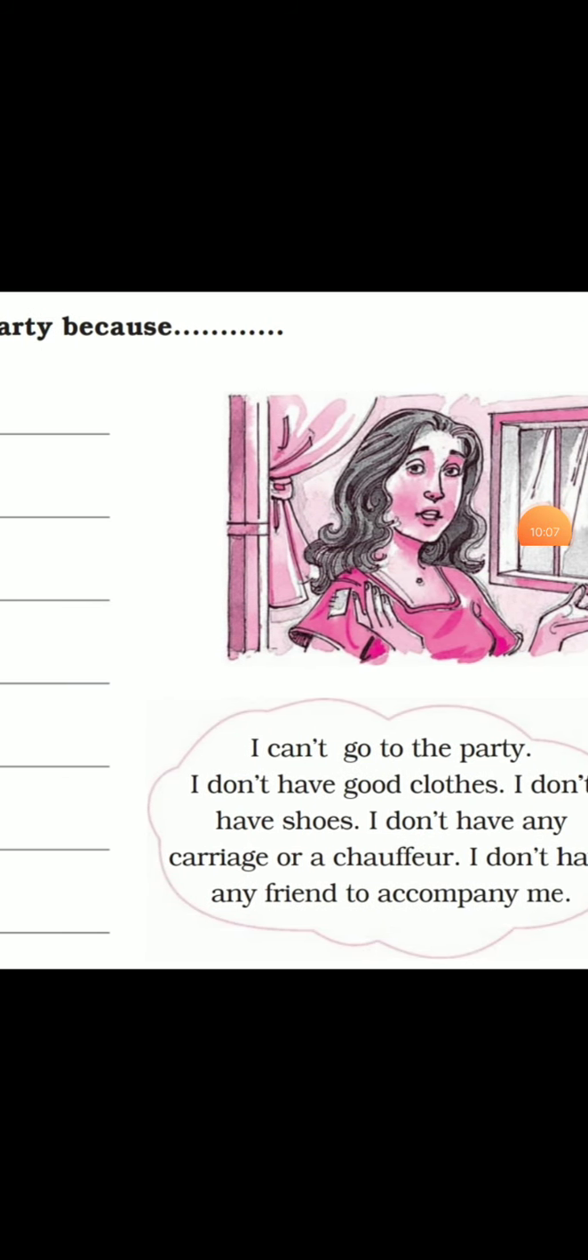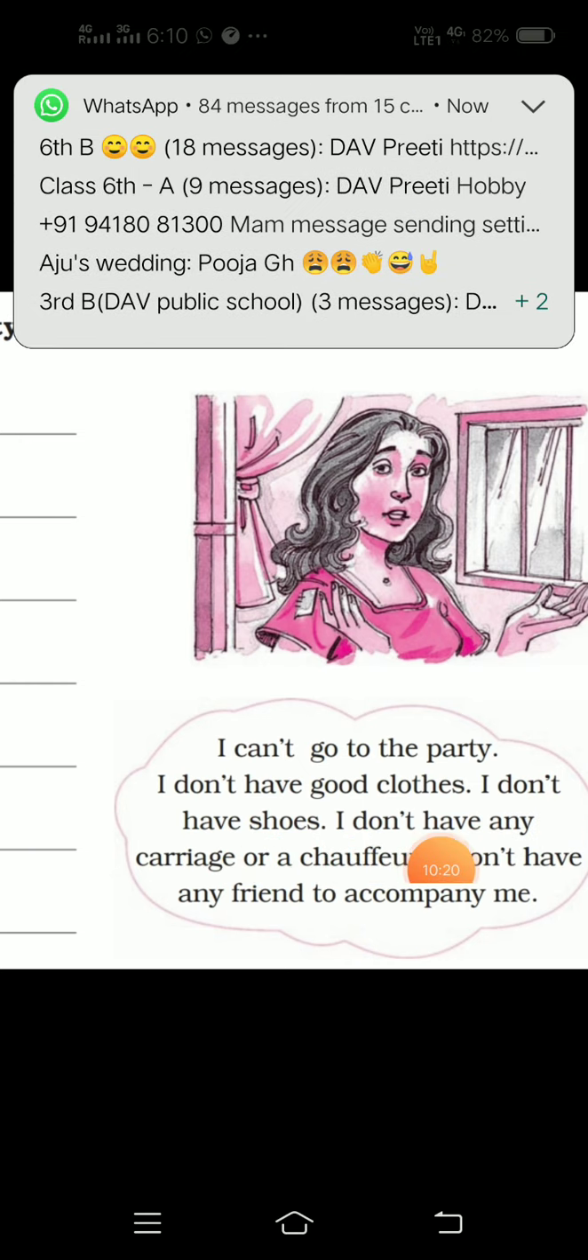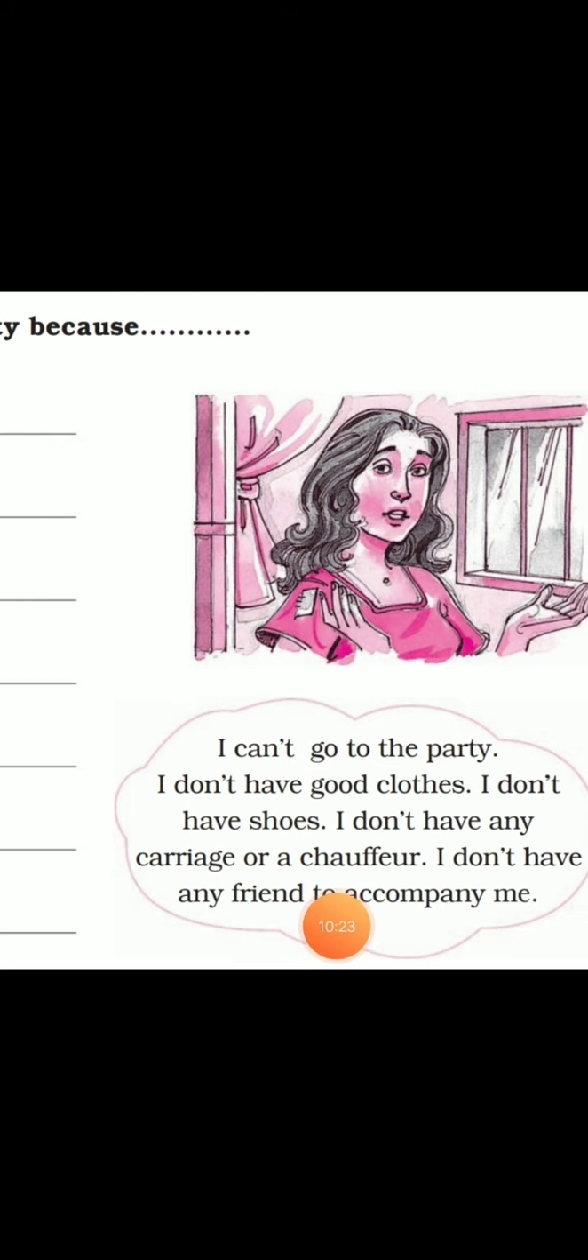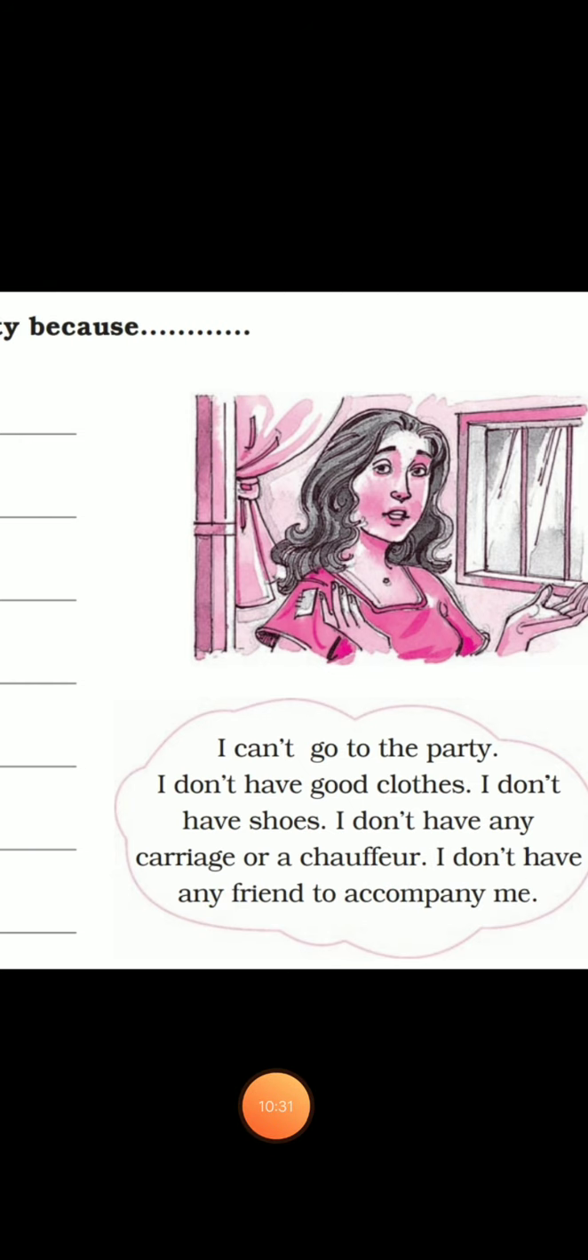What is the second sentence? I do not have shoes. So what will you write over there? She did not have shoes. Next sentence. I don't have any carriage or a chauffeur. So what will you write over there? She did not have any carriage or a chauffeur. I don't have any friend to accompany me. How will you change it? She did not have any friend to accompany her. Me will also change into her.